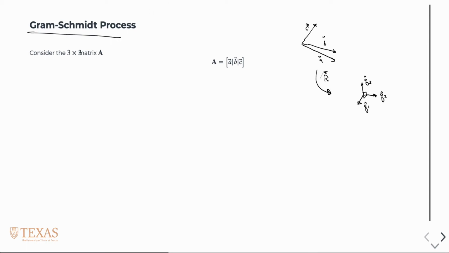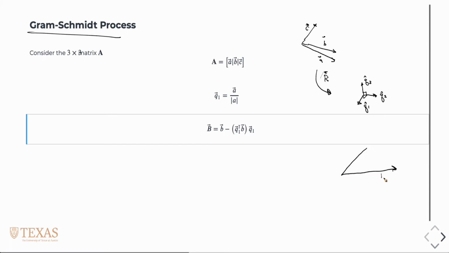Okay, so the first thing we'll do is easy. We'll just find the unit vector of A, and we'll call that Q1. The next thing we'll do is subtract away the projection of B onto Q1. So if we have 2 vectors, a vector B and a vector Q1, and we want to know the projection of B onto Q1, we compute that with Q1 transpose B times Q1.